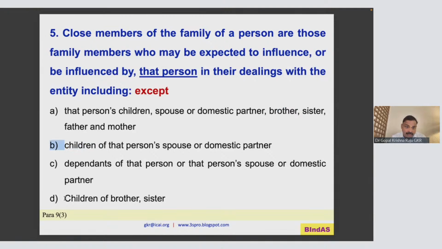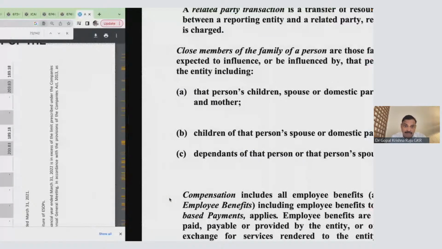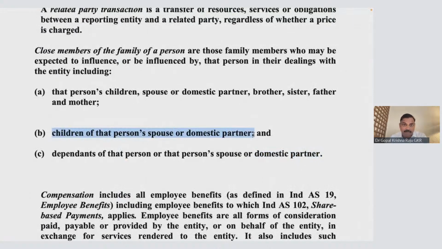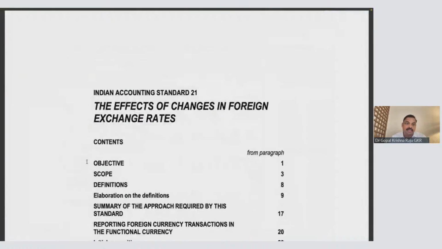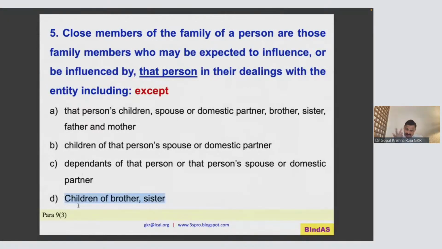So who is not a close member? Children, domestic partner, brother and sister are close family members. Now please look at this. Children of that person's spouse or domestic partner are included. Normally, they would say children of that spouse or domestic partner, brother, sister, father, mother. Father, mother's children is me only. My father and mother's children will be my brothers and sisters, so brothers and sisters are already covered. But the children of brothers and sisters are not covered, for your information. That means niece and nephew. Technically, they are close members of the family only, but this is how India is, for your kind information.